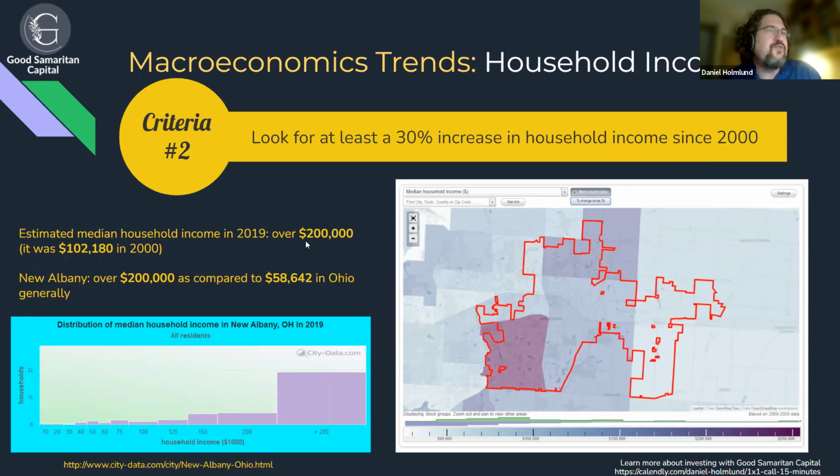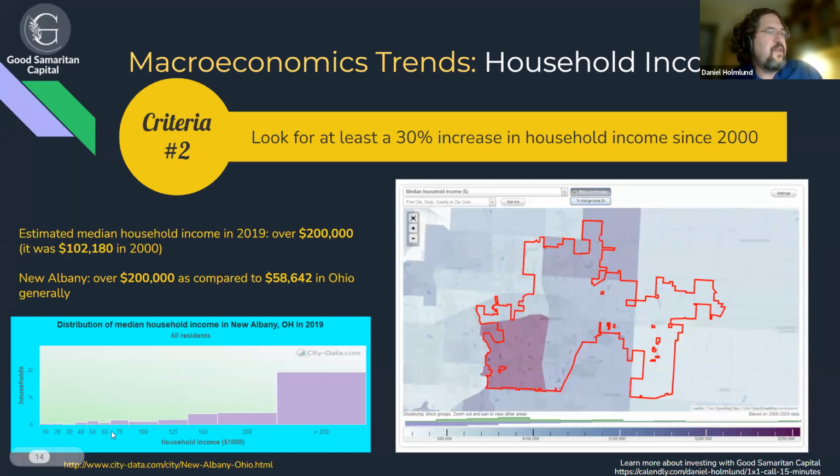I'm kind of surprised. Usually they do give a precise number, but they do mention that in 2000, income was 102,180 on average. And so you've seen a 100% increase in the last 19 years, and maybe even more in the last 2 years. So this definitely checks the box for household income. It's interesting that the average income in Ohio generally is 58,000.